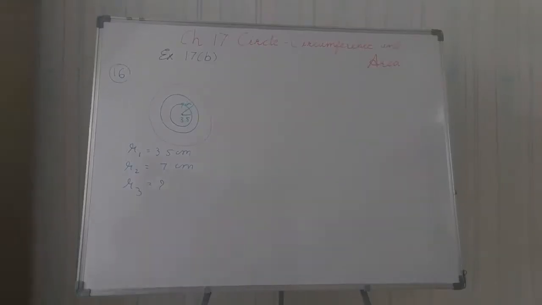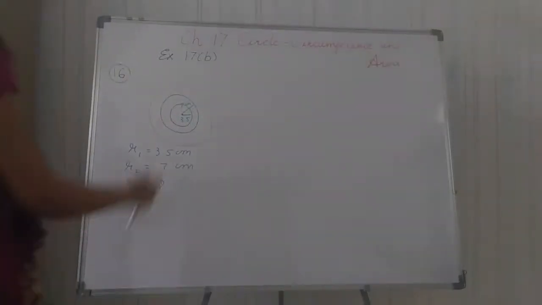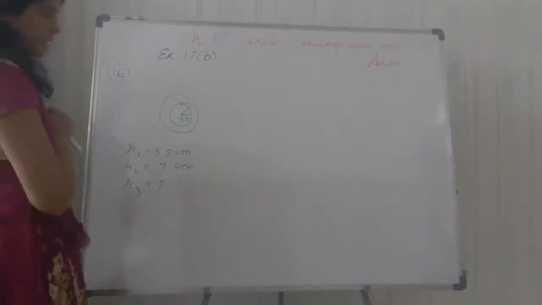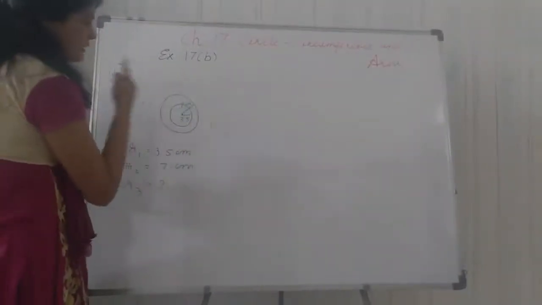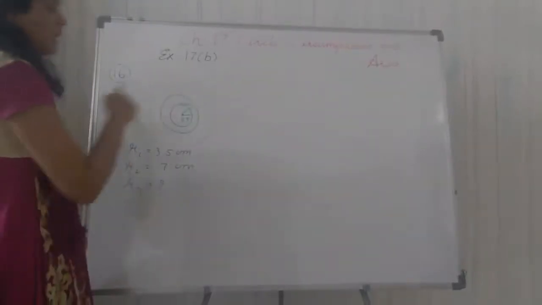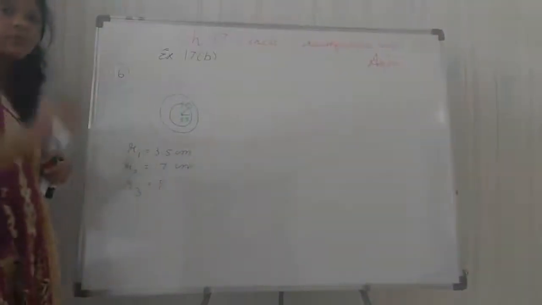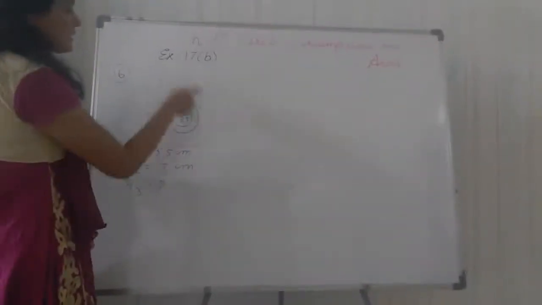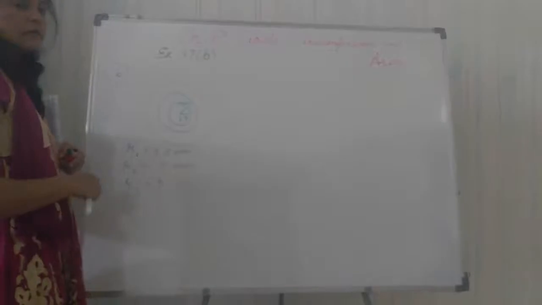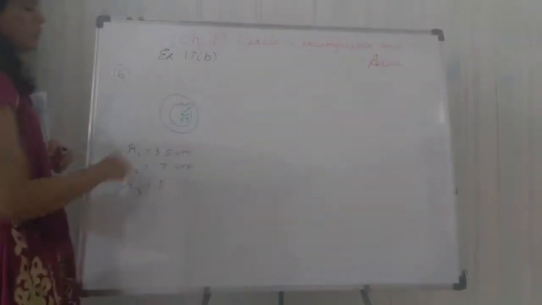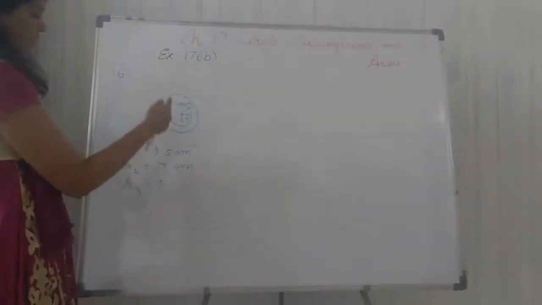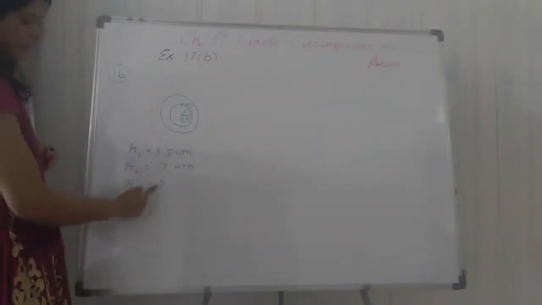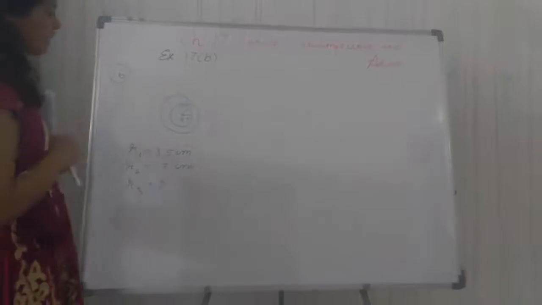So, here in this question, students, we are given 3 circles. First circle radius is 3.5 centimeter. Second circle radius is 7 centimeter. And third circle radius we want to find out. It is given in the question that these are 3 concentric circles. It means having same center, 3 circles are drawn here. So, now I have written here first radius, second radius and third radius we want to find out.